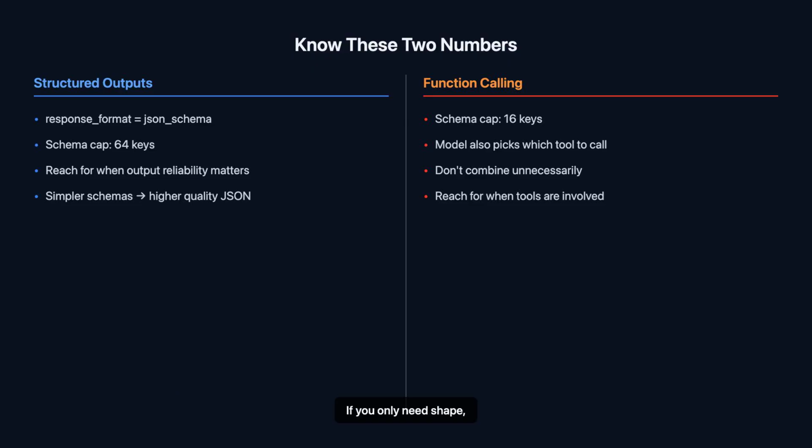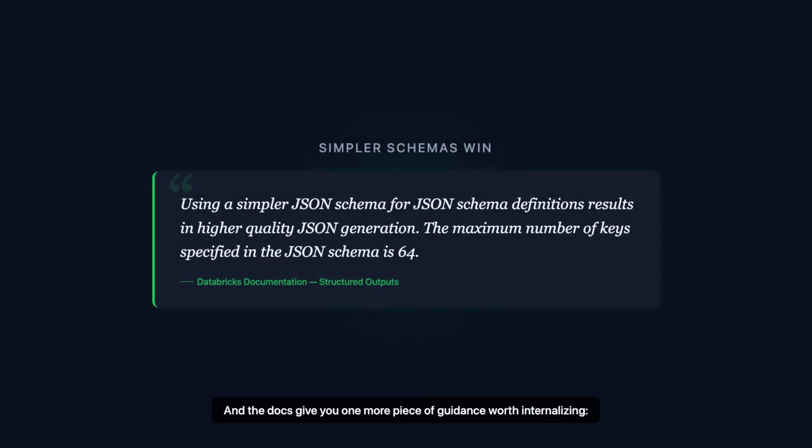If you only need shape, use structured outputs. Reach for function calling when tools are involved. And the docs give you one more piece of guidance worth internalizing. Simpler schemas produce higher quality JSON generation. The hard cap is 64 keys, but you don't want to operate near that ceiling.